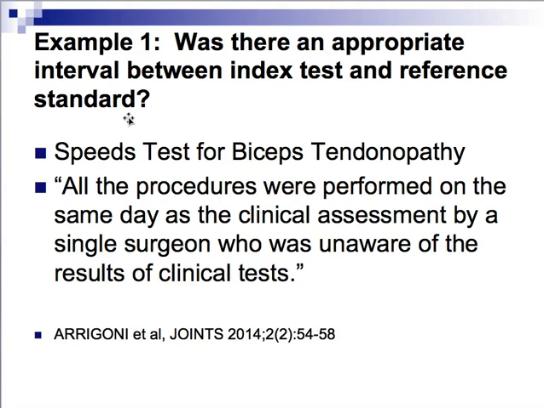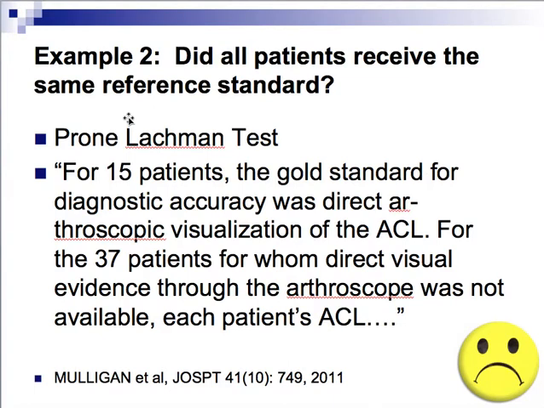We find a sentence here in the article about the Speed's test on tendinopathy that all procedures were performed on the same day as the clinical assessment by a single surgeon who was unaware of the results. So they also note the blinding. The second question in the patient flow section is: did all patients receive the same reference standard? Here I found an example where they did not. This experiment had to do with a prone Lachman test. The Lachman test can be difficult for people with small hands to perform, and there's an advantage of performing it prone for people who do have small hands.